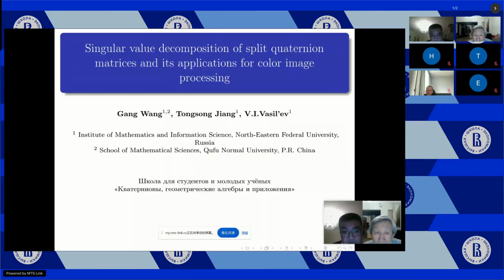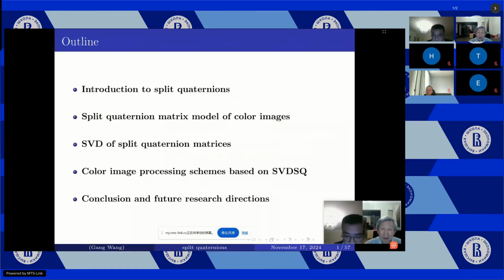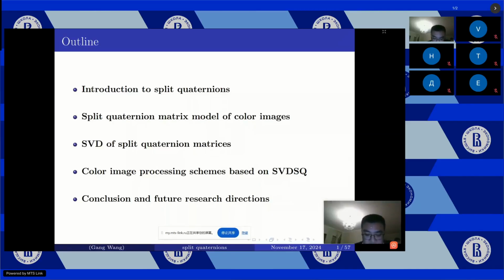The title of my report today is Singular Value Decomposition of Split-Quaternion Matrices and Its Applications for Color Image Processing. The main purpose of this practical class is to help everyone understand the split-quaternion algebra, learn how to compute the singular value decomposition of split-quaternion matrices, and explore its specific application schemes in color image processing. In addition, we will discuss the research directions and prospects of split-quaternion singular value decomposition in color image processing.